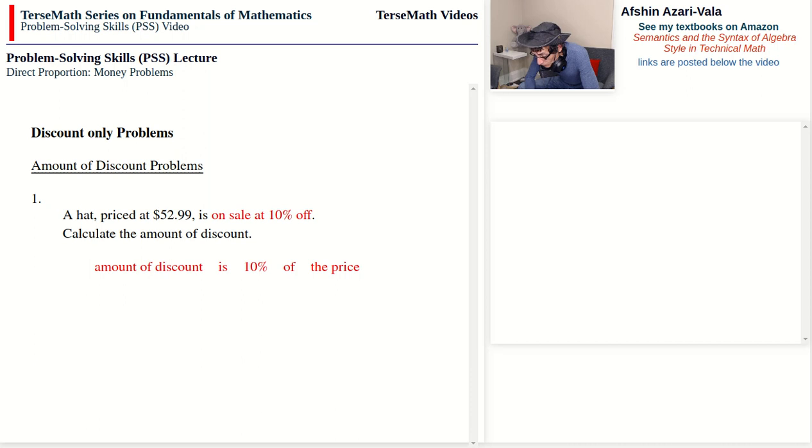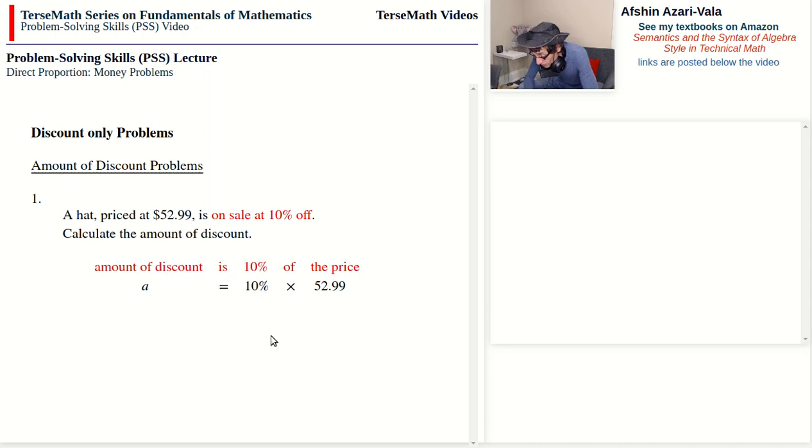Amount of discount, which in this case is unknown, we represent its value by symbol A, becomes equals 10% is of course 10%, of becomes times, and the price in this case is $52.99. So now we get an equation. Now how is it that of becomes times is something that I talked about in detail in the previous video, and you should actually watch that video if you haven't done so yet.